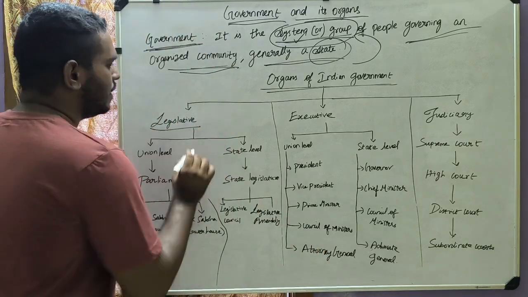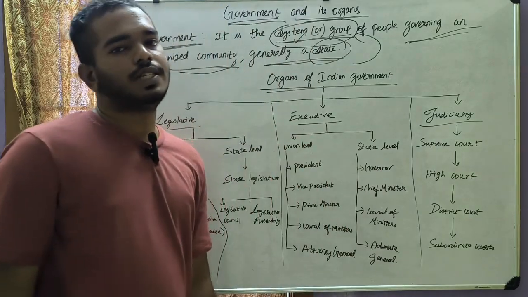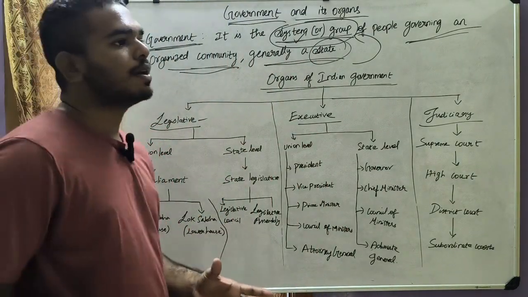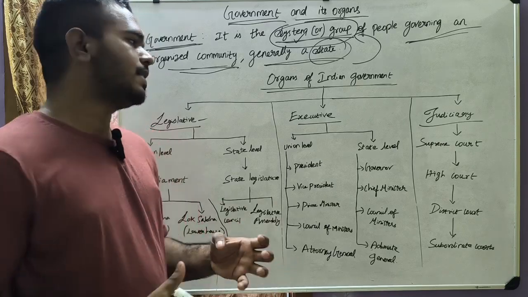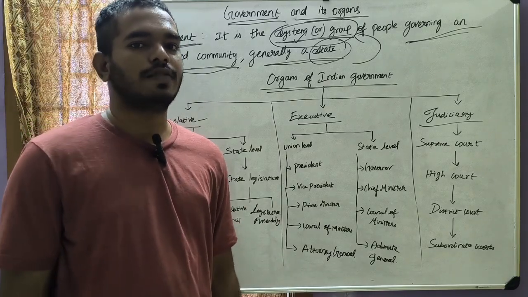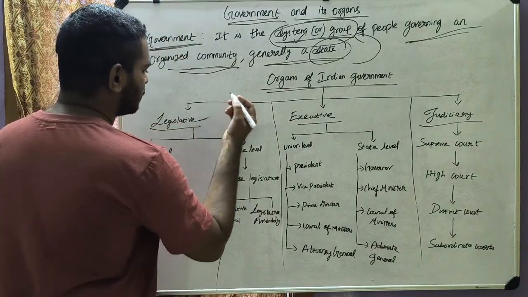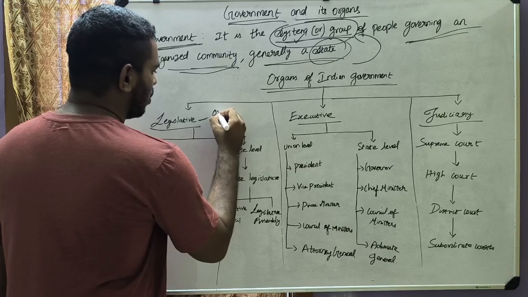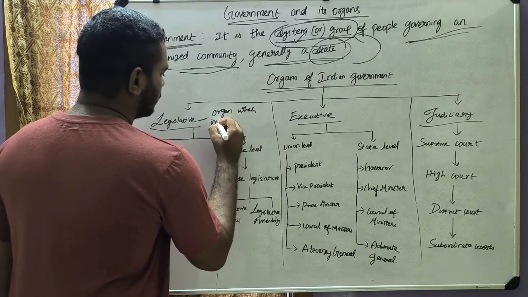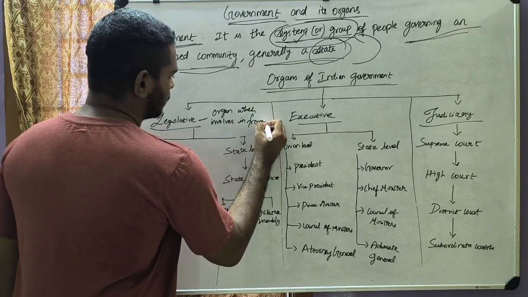First one is the legislative, second one is the executive, third one is the judiciary. So first one is the legislative. Legislative is nothing but an organ where there is framing of rules and regulations, where there is framing of laws. So legislative is nothing but an organ which is involved in framing of laws.